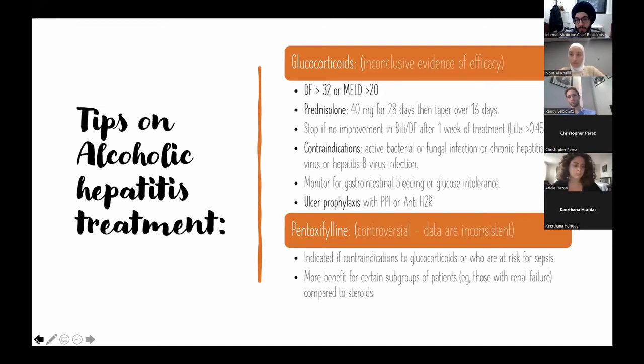That's not true, and more and more data is coming that for patients with the first episode of severe alcoholic hepatitis, doing liver transplant early is actually one of the most important things, because there's a 30% survival rate for these patients. So I'll put some studies in the chat, but just remember, don't rule out liver transplant for patients, even if they have alcohol.